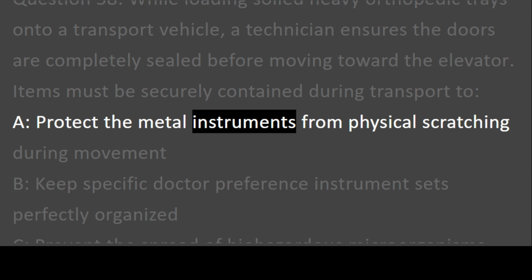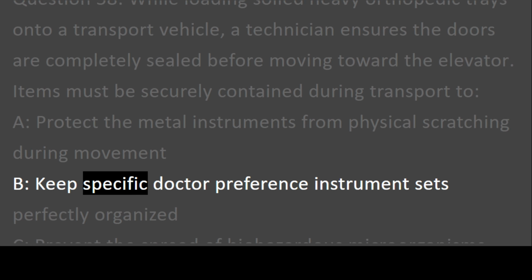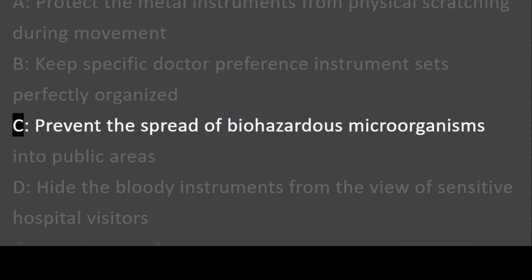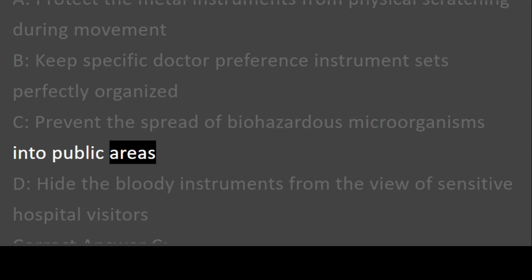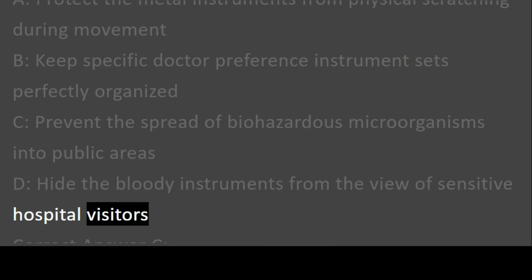Protect the metal instruments from physical scratching during movement. B. Keep specific doctor preference instrument sets perfectly organized. C. Prevent the spread of biohazardous microorganisms into public areas. D. Hide the bloody instruments from the view of sensitive hospital visitors.